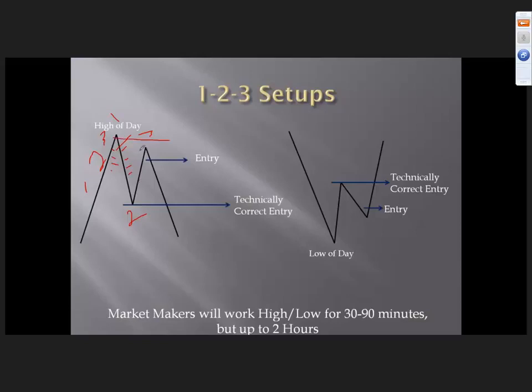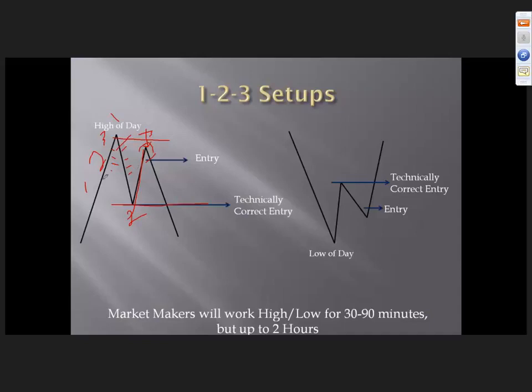The second pass, when it fails to take out the high, that's our entry. This is the technically correct entry. This entry is too late in the game, man. Your stop has to be monster. Okay? That's what I want you to understand. These are the technically correct entries. And when you get like Scott, the technically correct entry is right there. Okay? Or a granny trade. Right on top of the number.